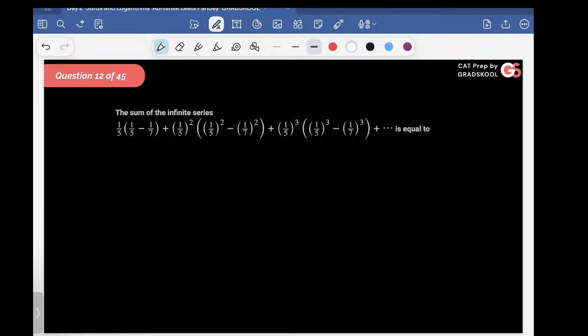This is an infinite GP. I hope all of you know what the sum of an infinite GP is, right? It's given by the first term upon 1 minus the common ratio, where the ratio is always less than 1. Okay, hope you know that. The ratio is fractional, less than 1 and greater than 0.